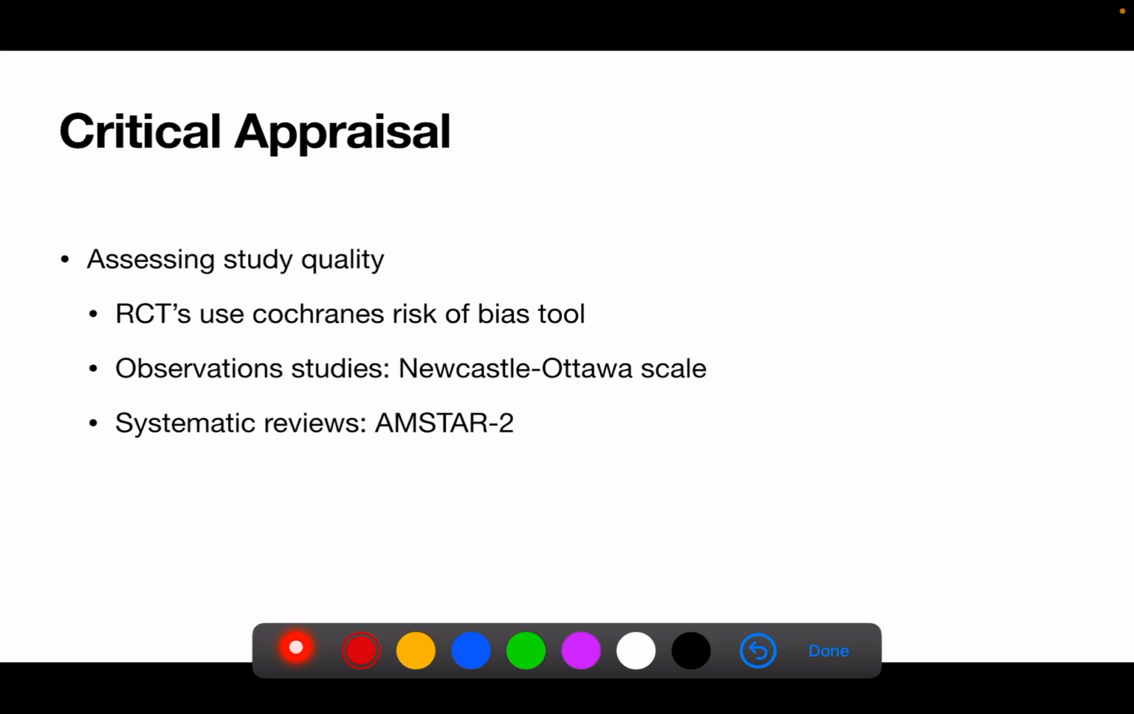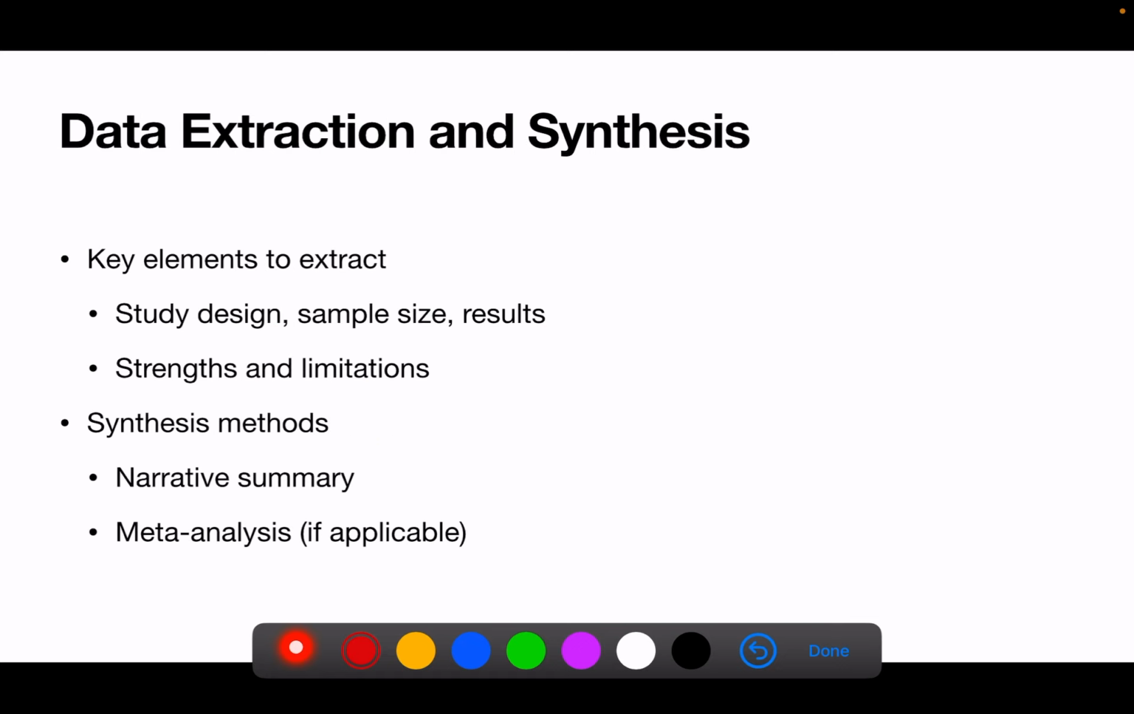So critical appraisal involves the following steps. You assess your study quality. For RCTs, we use the Cochrane's risk of bias tool. For observational studies, we use the Newcastle Ottawa scale. And for systematic reviews, we use AMSTAR 2. Next, we do data extraction and synthesis.